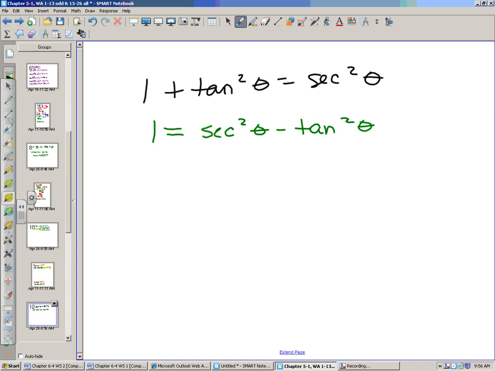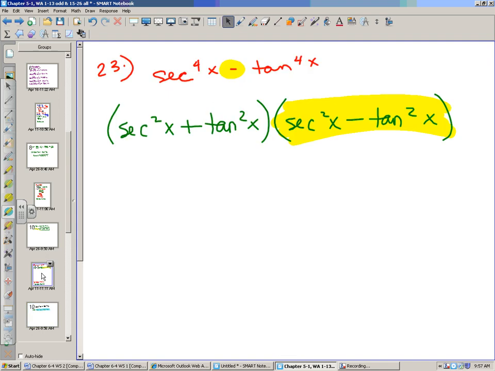Do we see that? So now every place I see secant squared theta minus tangent squared theta, I can substitute what value in for it? 1. So I go back over to my example here, and this whole entire thing turns into a 1. Do we see that? Yes or no? And what I have is secant squared of x plus tangent squared of x, simplified down. Okay? Now, could I change it again? Don't I know what secant squared is?